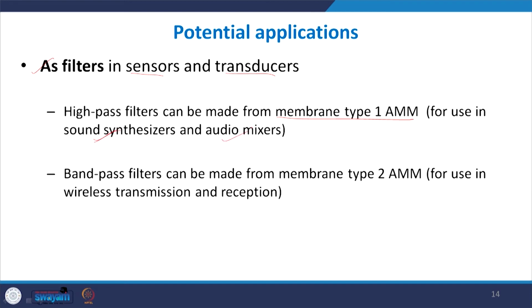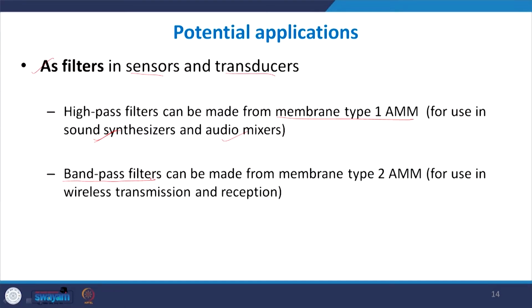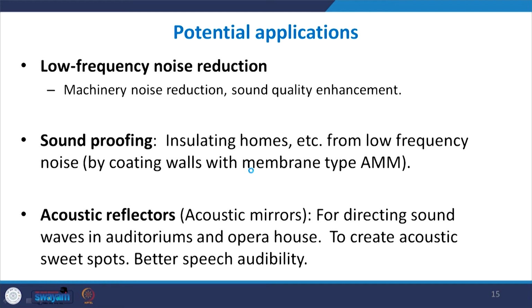Especially in the music industry, usually the bass signals are separated from the high pitch signals, and then they can be remixed together to get a better sound quality. In the same way, band pass filters can be made where frequencies within a certain range can be allowed to pass through or not pass through, and this can be done with type 2, and they are used in wireless transmission and reception. Okay, and the other application that I have already discussed is low frequency noise reduction.